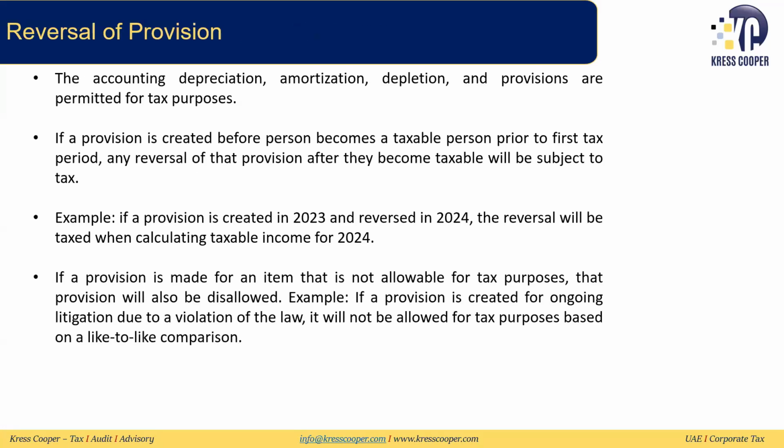Now, accounting depreciation. Right now, the accounting depreciation and tax depreciation are the same under UAE law. Amortization, depletion, and provisions are all permitted for tax purposes. So no adjustment needs to be made.